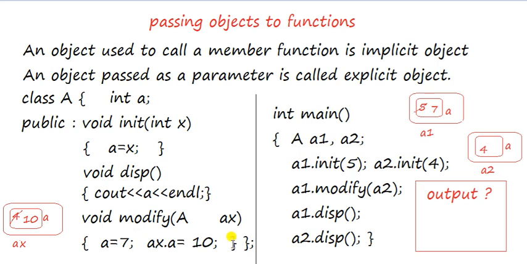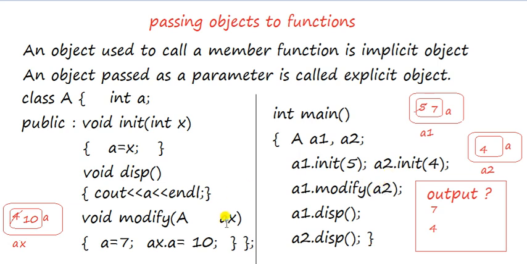Now, having completed the function, you will come back to main, and when you say A1.disp, from memory A1's A will be fetched, and that happens to be now 7, and A2's disp happens to be 4. So the modification is not reflected back. That's the point you should remember.